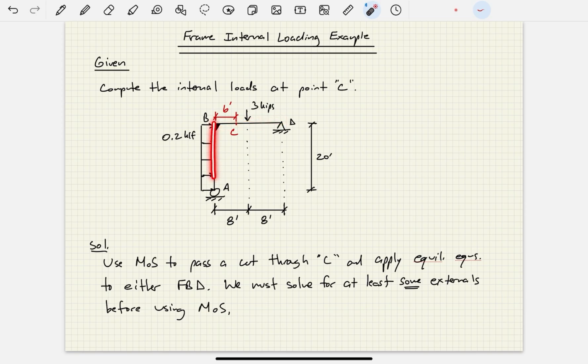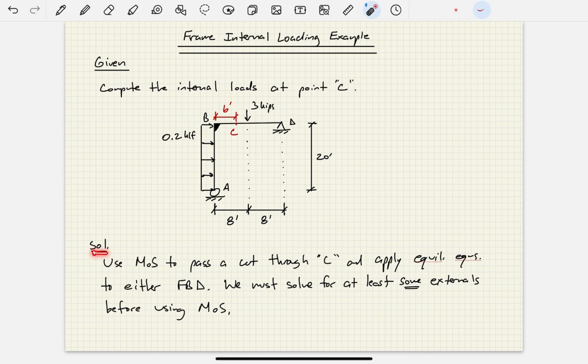Now, on AB, we have a uniform load of 0.2 KLF, and in the middle of BD, we have a 3-kip point load right in the midspan of it, okay? AB is 20 feet long, and then BD is 16 feet long in total. Now, the point that we're interested in is point C, which is 6 feet away from this corner at B. So let's go ahead and dive into the solution.